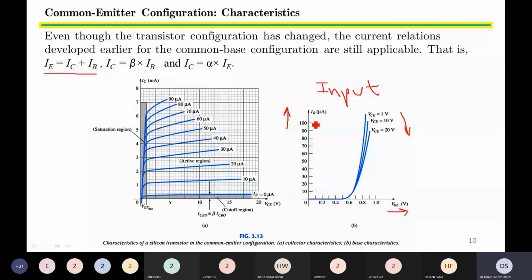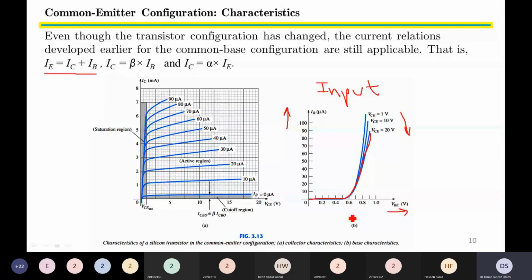Initially, before we meet the barrier potential, that is before we meet 0.6 volt or 0.7 volt, the current will be essentially zero. No current will flow into the base up to the voltage 0.7. After we have increased base emitter voltage larger than 0.7, when we have broken the barrier potential, only then do we get an increase in the base current.